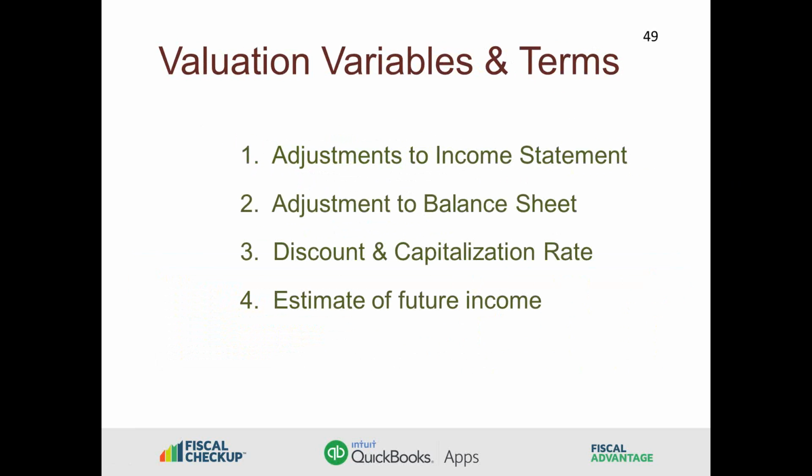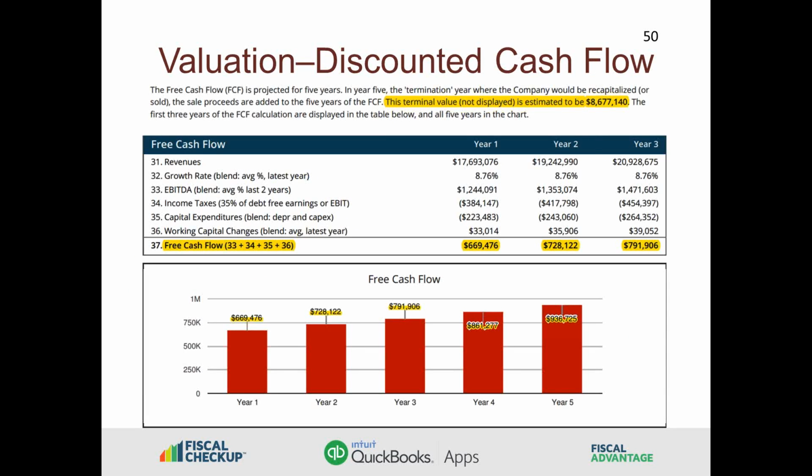So if we go back to our funnel, we've now calculated the 4 critical valuation components. We looked at the adjustments to the income statement, the adjustments to the balance sheet, we calculated the discount and the capitalization rate, and we've estimated our future income stream. Now that we have this data, we can apply it to the different valuation methods. So to calculate the net present value based on the discounted cash flow method, we need to have an ending or a terminal year where the business would be either recapitalized or sold, so we can bring forward the net value of those proceeds in our cash flow stream.